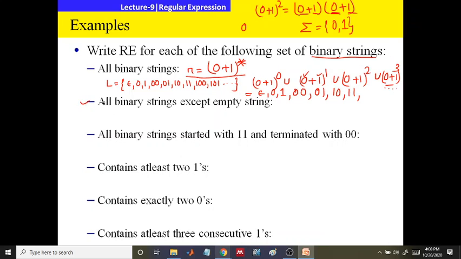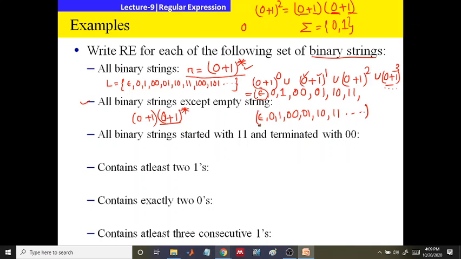Now the second question is all binary strings except the empty string. It is similar to this, but here it should not accept epsilon. So what will you write? (0+1)(0+1)*. Or concatenated with (0+1). Now you see, this one will represent epsilon, 0, 1, 00, 01, 10, 11, and so on.